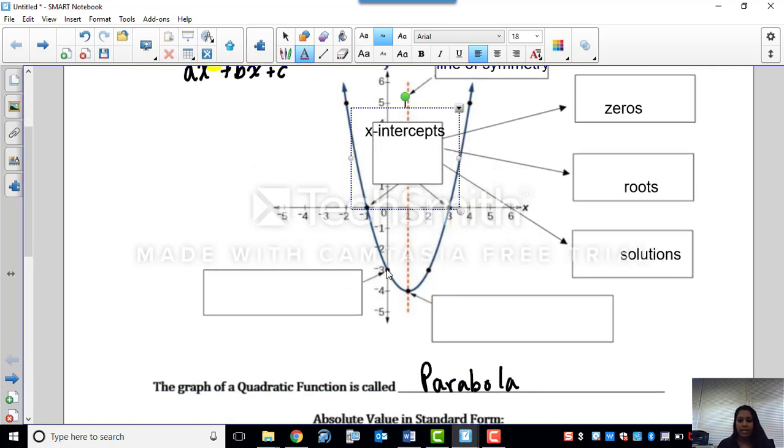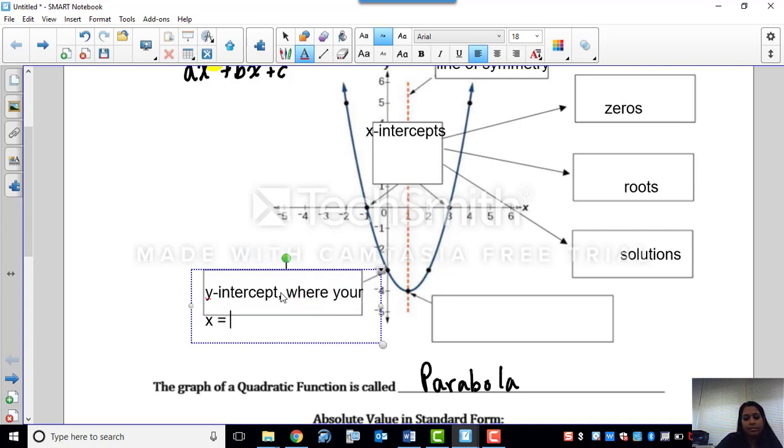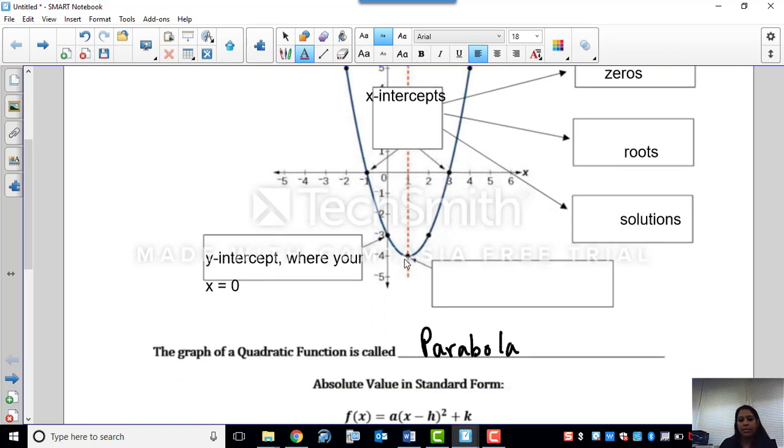What else? Right here, it's crossing the y-axis, so we call this the y-intercept. It really doesn't have any other names, but the y-intercept is where your x is equal to 0. And right here, this point in the middle of the parabola, is an important point. We call it the vertex.